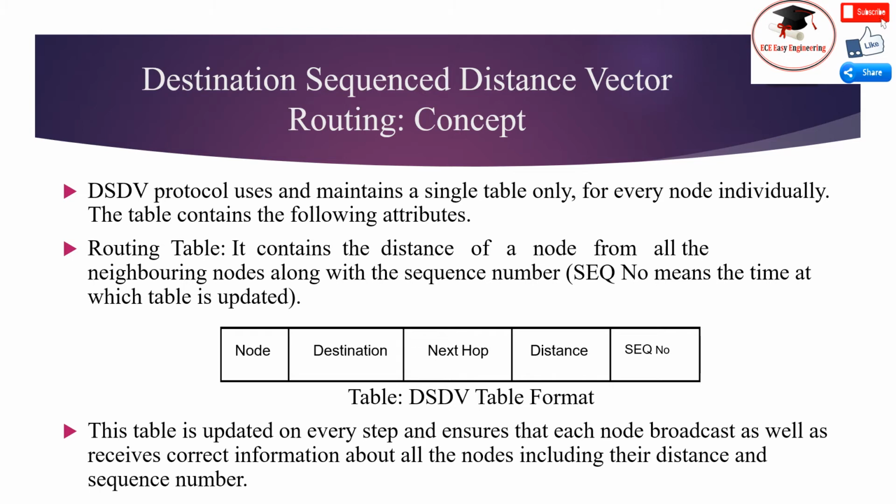The DSDV protocol uses and maintains a single table only. For every node individually, a single table is maintained. The table contains the following attributes. The routing table contains the distance of a node from all the neighboring nodes along with the sequence number. Sequence number means the time at which the table is updated. The DSDV table format is given, and the attributes are node, destination, next hop, distance, sequence number. This table is updated on every step and assumes that each node broadcasts as well as receives correct information about all the nodes, including their distance and sequence number.